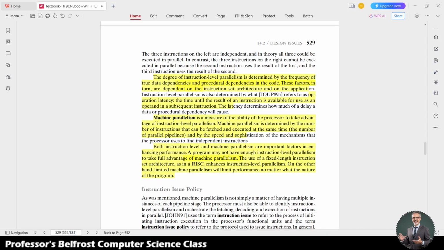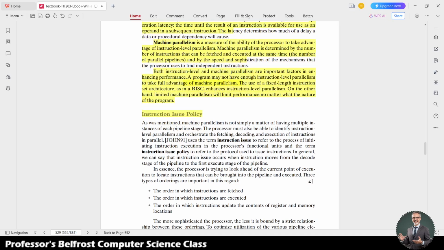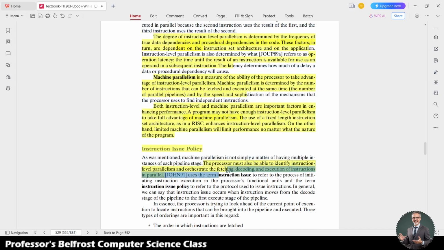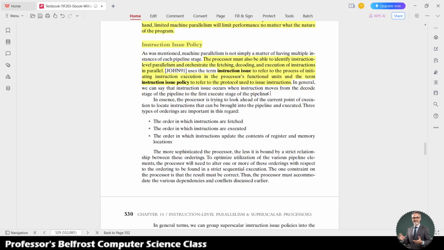Next we are discussing the instruction issue policy. Machine parallelism is not simply a matter of having multiple instances of each pipeline stage. The processor itself must also be able to identify instruction level parallelism and to orchestrate the fetching, decoding, and execution of instructions in parallel. We use the term instruction issue to refer to the process of initiating instruction execution in the processor's function units, and the term instruction issue policy to refer to the protocol used to issue instructions. In general, instruction issue occurs when an instruction moves from the decode stage of the pipeline to the first execute stage of the pipeline.